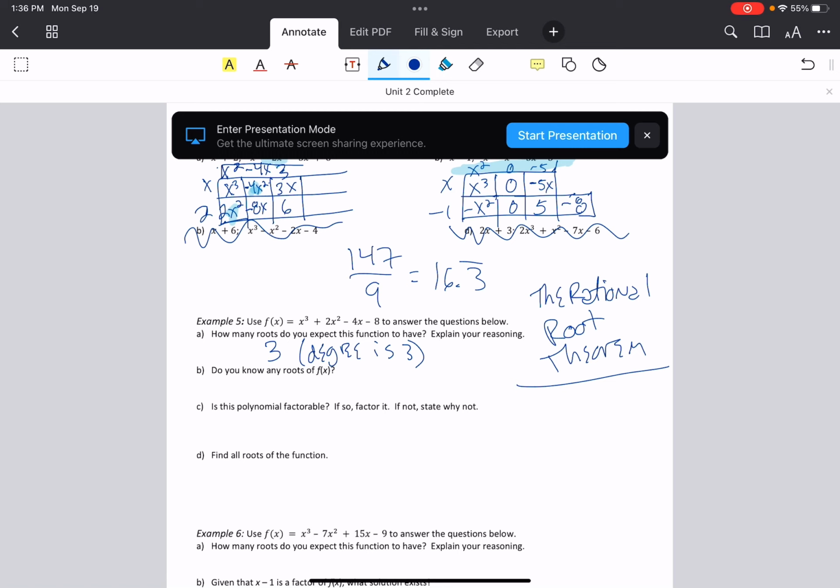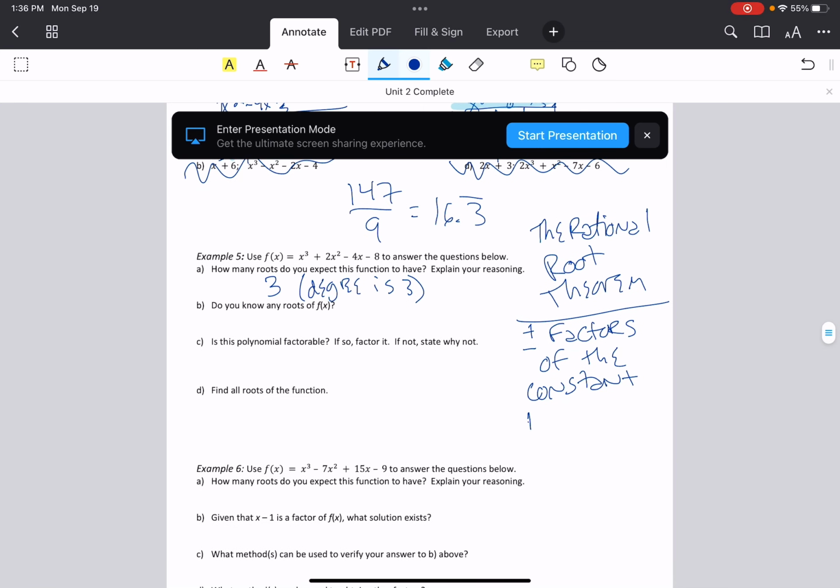So if I was going to look at this one to take my guesses, this is how I find my guesses, okay? You take the positive and negative factors of the constant, and then the positive and negative factors of the constant over A, my leading coefficient. Now, that probably doesn't make any sense to any of you yet, and that's okay. I'm going to explain it with a lot of examples.